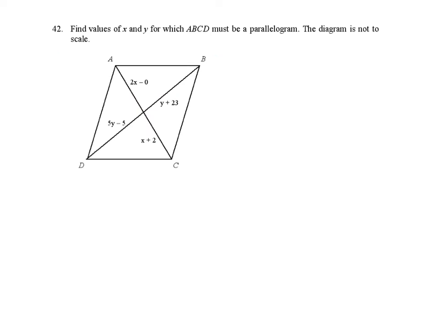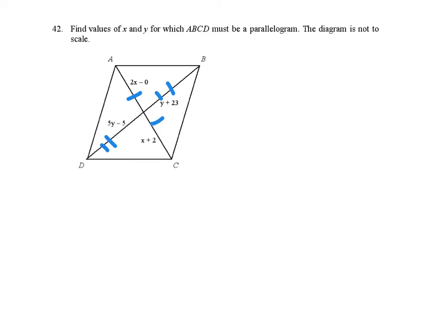42 says find the values of x and y for which ABCD must be a parallelogram. The diagram is not to scale. So remember, a parallelogram has diagonals that bisect each other, so these two segments should be the same, and these two. We'll start with our x's.